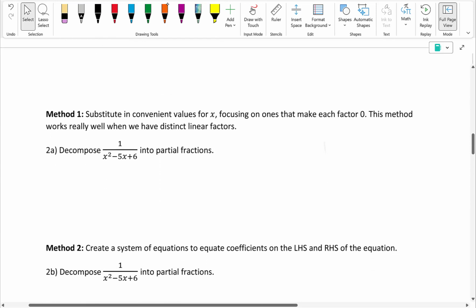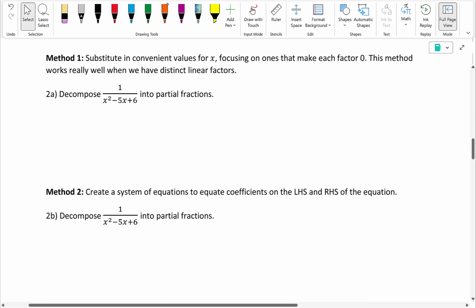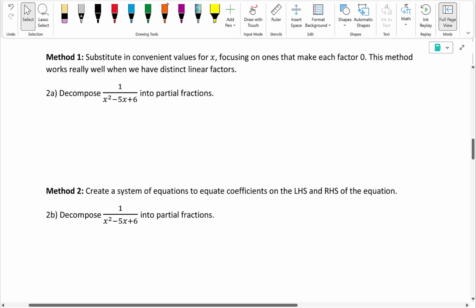So largely algebra, but we'll start by actually learning how to decompose that first one, so we can do the 1-step, maybe 2-step if you write out tiny u sub integrations there, instead of the giant work we just did with the trig sub. So first method is to substitute in convenient values for x, focusing on ones that make each factor 0. This method works really well when we have distinct linear factors, because plugging in the zeros will get rid of 1 each time and be left with usually a variable we can solve for.